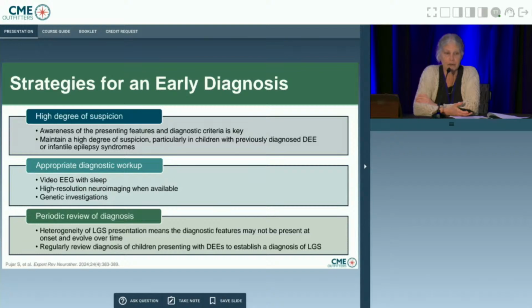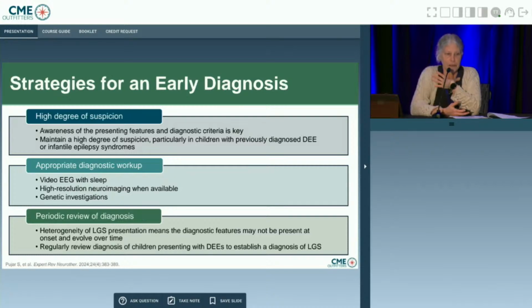We want to make sure, as Tracy said, we've got the syndrome, but we really want to look carefully for the underlying etiology to make sure that there isn't a unique best therapy for that etiology. So making sure we have high resolution neuroimaging, and really importantly, making sure that we've done genetic investigations for these children. And then making sure that we periodically review the diagnosis.